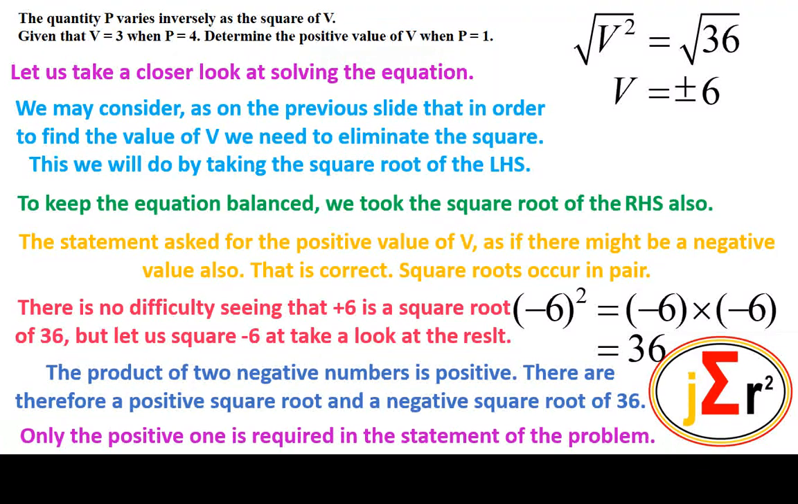Only the positive one is required in the statement of the problem, and that is why we say v is equal to 6. If we solve the problem and say v is equal to positive or negative 6, then that's not required by the statement of the problem. So we might not get full marks. It is not that our answer would be entirely wrong, but we would not get the full marks, or we shouldn't, because the examiners only expect the positive one alone.